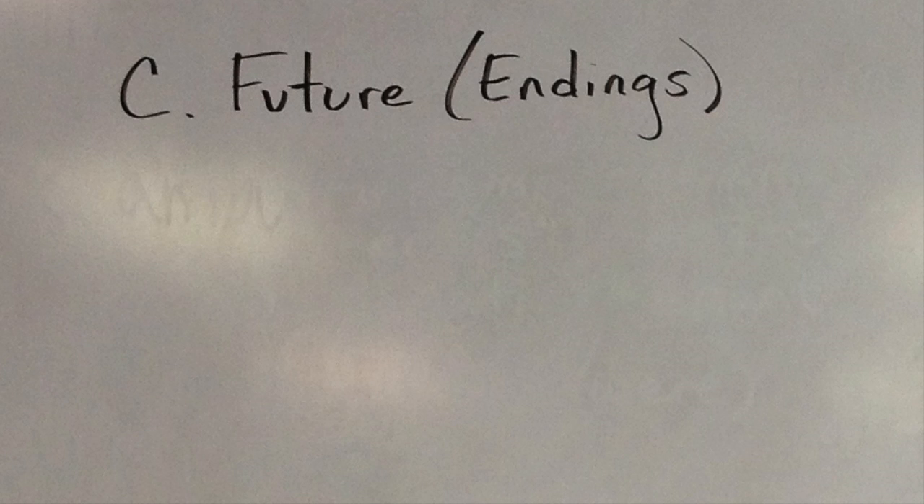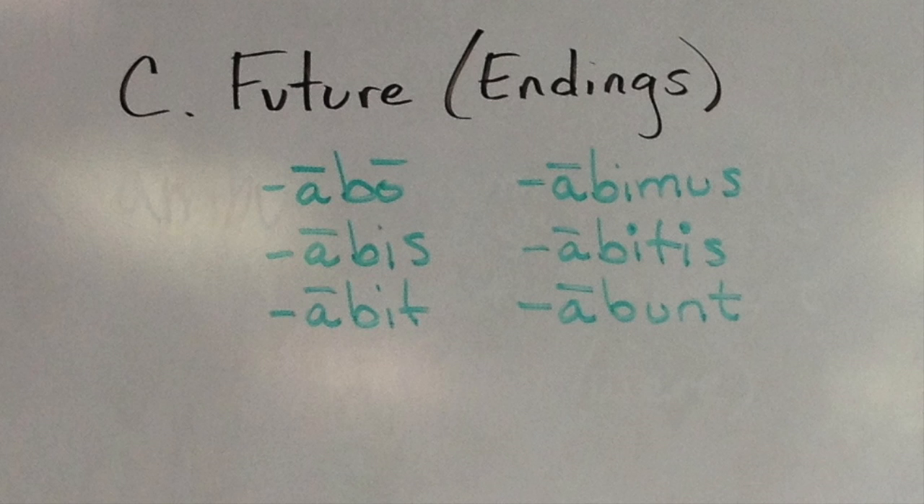Likewise, recall the future endings for our verbs. Once again, don't write these down yet. We'll write down the forms of sum in a moment. The future endings were abo, abis, abit, abimus, abitis, abunt.